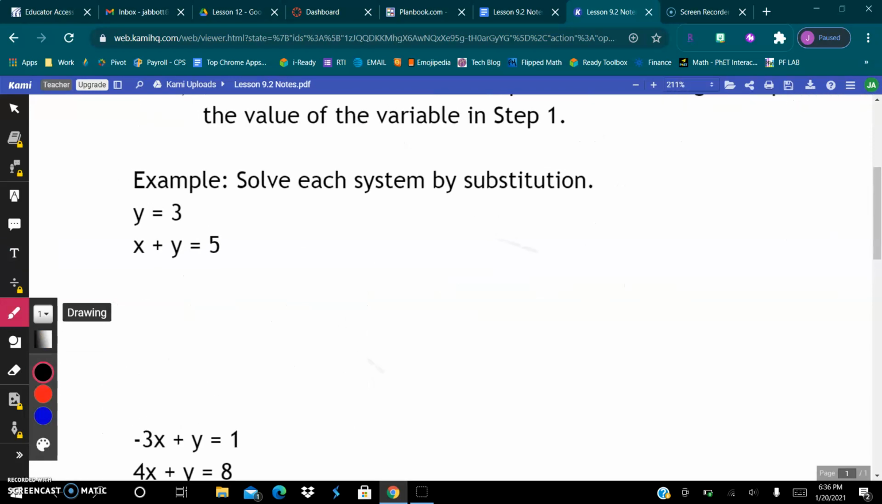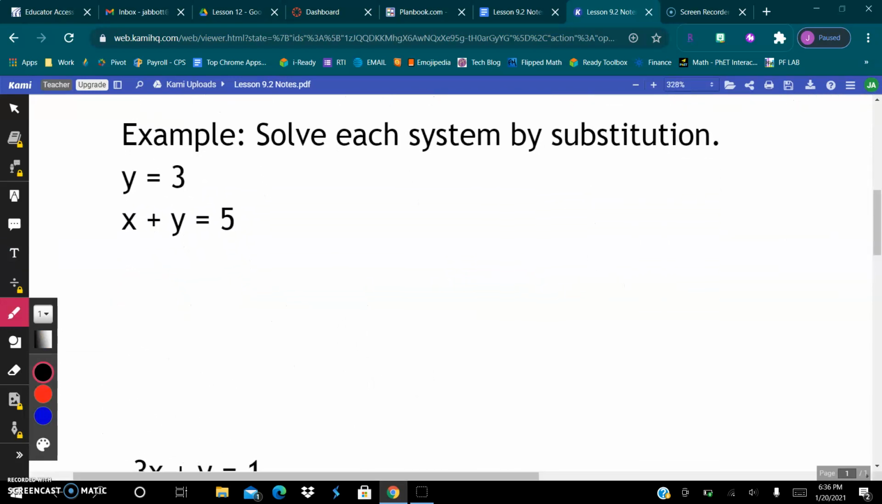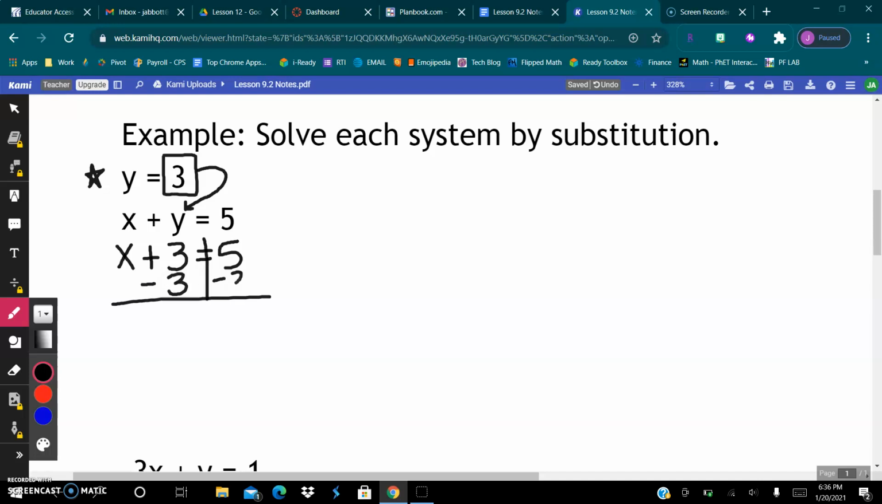We have to solve by substitution, it says here. Step number 1 is to solve one of them for a variable, but that is already done here. This is solved for y. So we know y is 3, so we're going to substitute that into the other equation for y. So this is going to be x plus 3 equals 5. And then I have to solve for x. So I'm going to subtract 3 from both sides, and x would be 2.